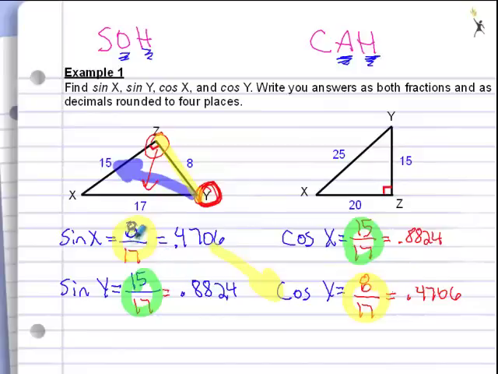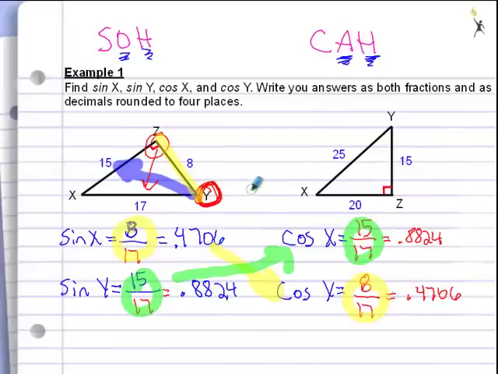You can see that here with the sine of x and the cosine of y. You can see that with the sine of y and the cosine of x. The sine of an angle and the cosine of the other angle, the non-90 degree angle, are the exact same. That's going to help you in the next section, when we use these fractions and decimals to figure out the measure of angle x and the measure of angle y. You can use either the sine or the cosine function. You'll notice, though, that you have the exact same answer for two different problems. You'll notice that again on your homework tonight.